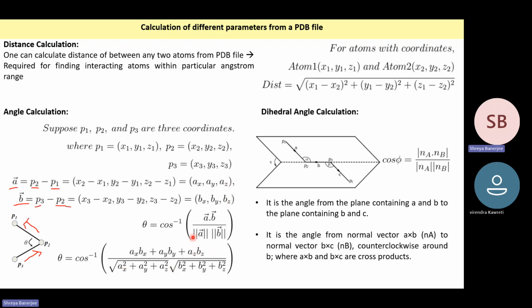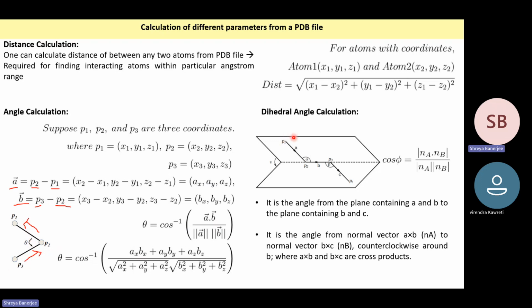And we know that to find the magnitude of any vector, suppose AX, AY, AZ is the vector coordinates and we want to find the magnitude, we have to take AX square plus AY square plus AZ square and take the root to find the magnitude of A. Similarly for B. When we put it in this formula, we can find the angle between 3 atoms if the X, Y, Z coordinates of the atoms are known.